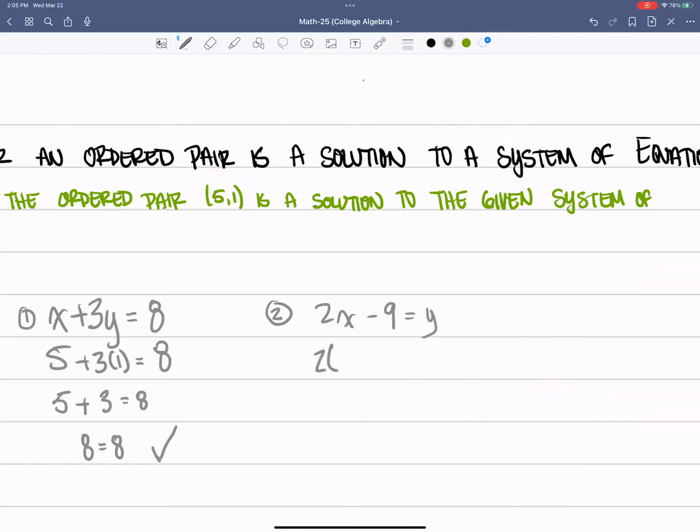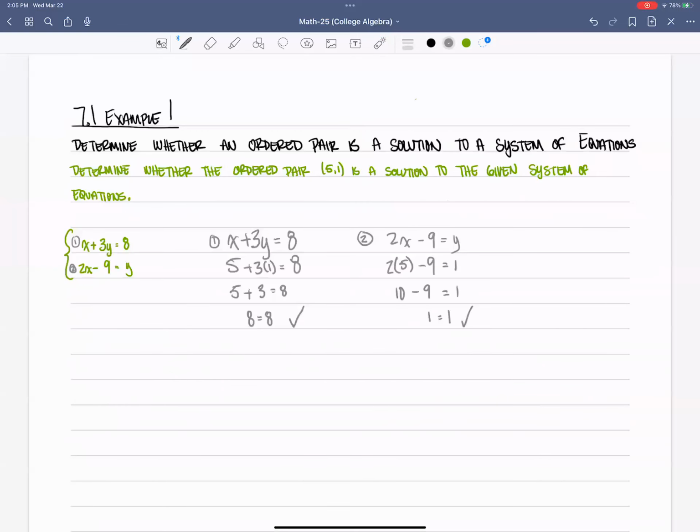So 2 times x, which is 5, minus 9 is equal to y, which is 1. 2 times 5 is 10, minus 9 is equal to 1. We have 1 is equal to 1. Perfect. So now that we know that it satisfies those two equations, we know that it's exactly where these two meet. So that will be our solution. So the solution to the system of equations is (5, 1).